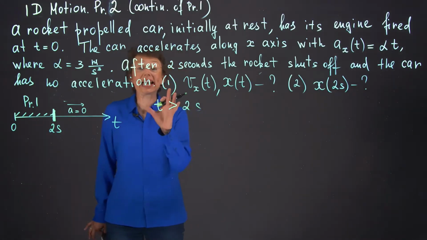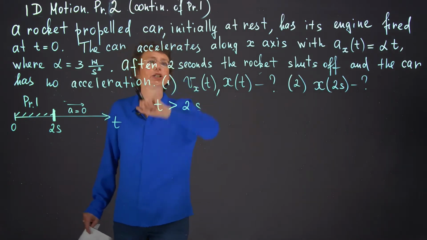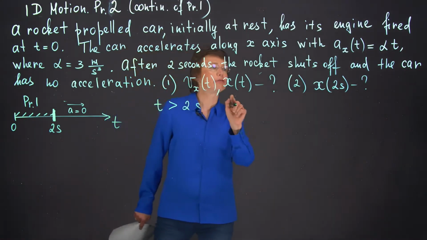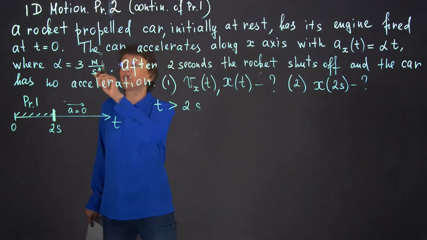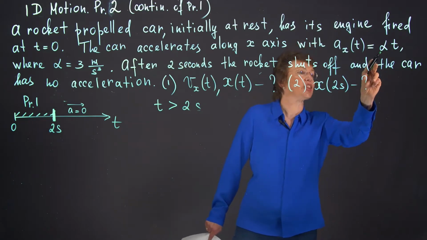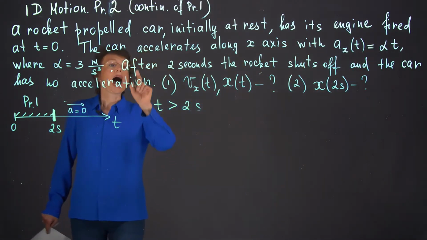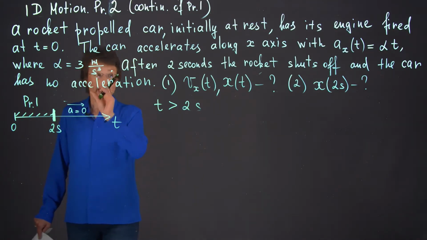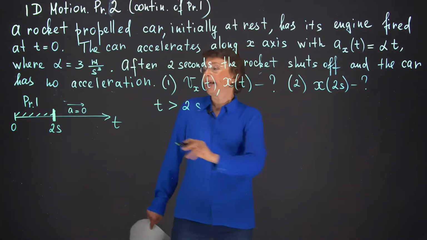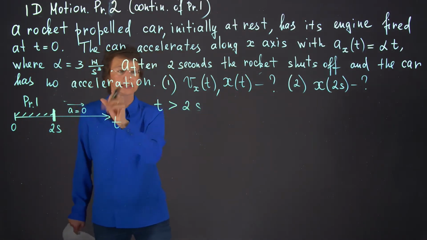This is our second problem on kinematics, one-dimensional motion, and this problem is a continuation of our problem 1. We have a rocket-propelled car, initially at rest. It has its engine fired at time moment 0. The car accelerates with acceleration that is proportional to time, alpha t, where alpha is constant. After 2 seconds, that's a new part for us, the rocket shuts off and the car has no acceleration. So here, after 2 seconds, acceleration is 0.